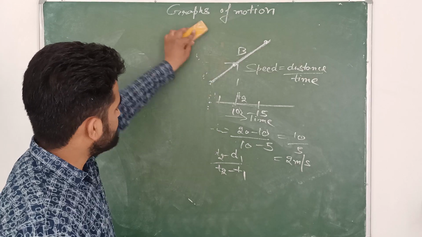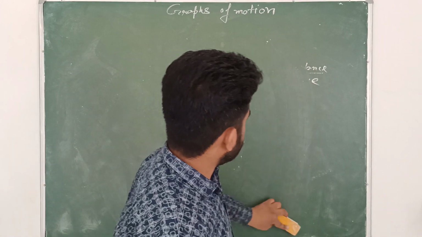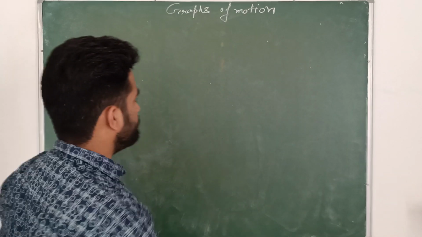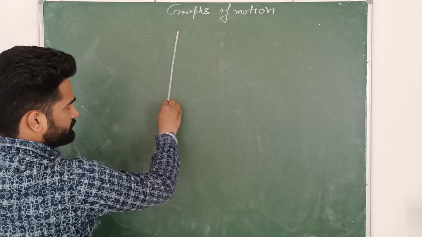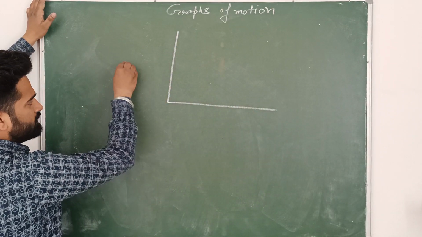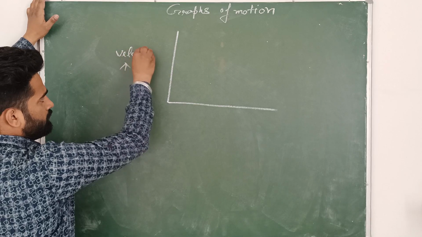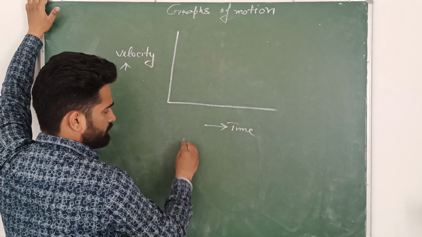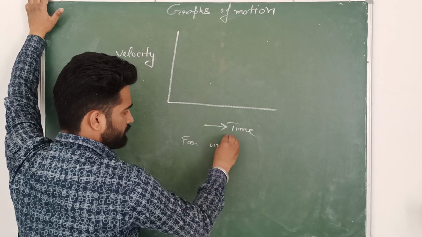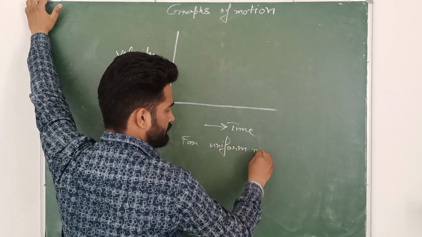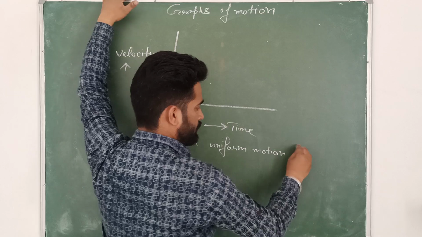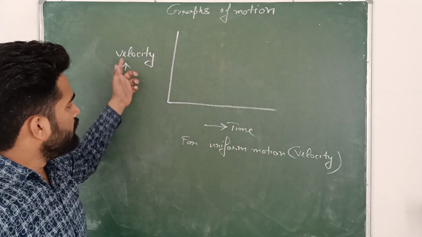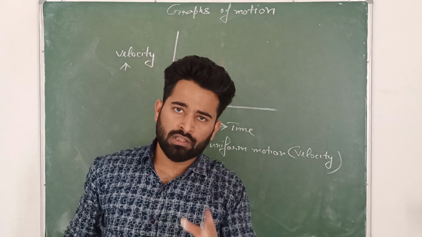This is the formula to calculate the speed in the distance time graph. Next, our second graph is the velocity time graph. For example, here velocity and here time, for uniform motion, or you can say for uniform velocity. First of all, we will draw the velocity time graph for uniform motion or uniform velocity.